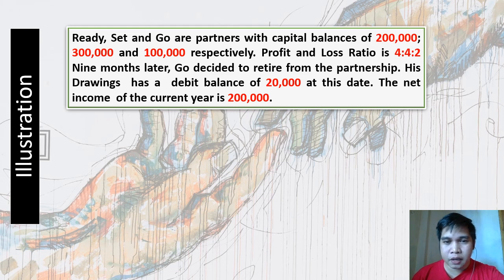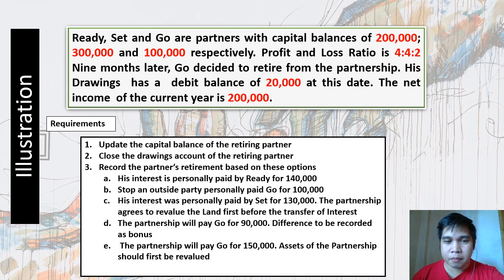So his drawings account has a debit balance of 20,000 pesos at this date, and the net income of the current year is 200,000 pesos. So, these are the requirements. First requirement, update the capital balance of the retiring partner. Number two, close the drawings account of the retiring partner. Number three, record the partner's retirement based on this option.